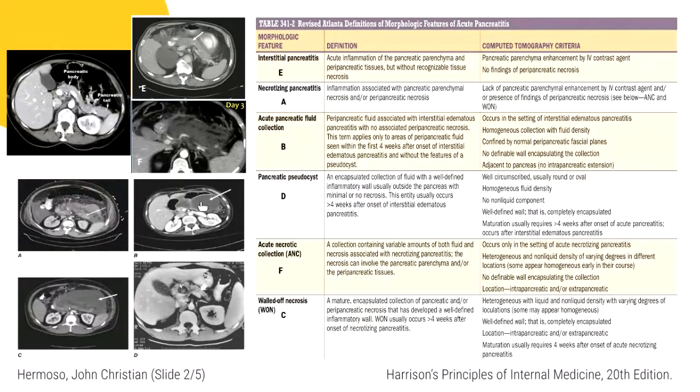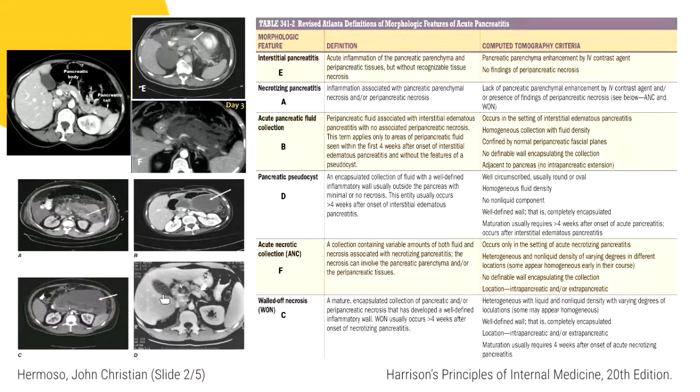So moving on to image D, right over here, which is a pseudocyst, by the way. You can see the pseudocyst right over here, and this is a collection of pancreatic juice or fluid enclosed by a wall of fibrous tissue, and this usually occurs after 4 weeks of onset of interstitial edematous pancreatitis.